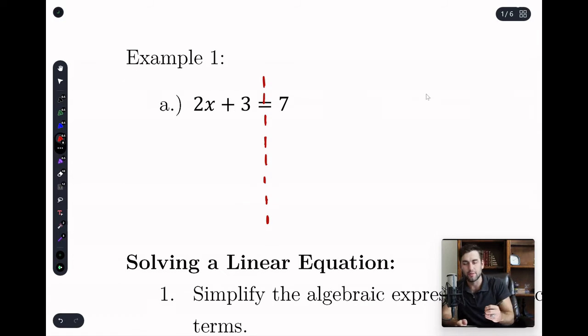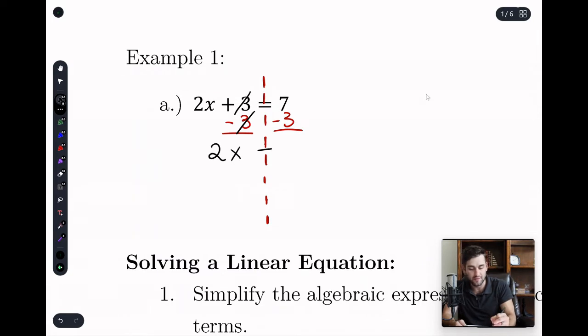Probably the plus 3, right? What's the opposite of a plus 3? A minus 3. Hopefully you've seen this before. What's 3 minus 3? Cancels out, right? Because 3 minus 3 is 0. So we're left with just 2x on the left, and 7 minus 3 gives us 4 on the right.